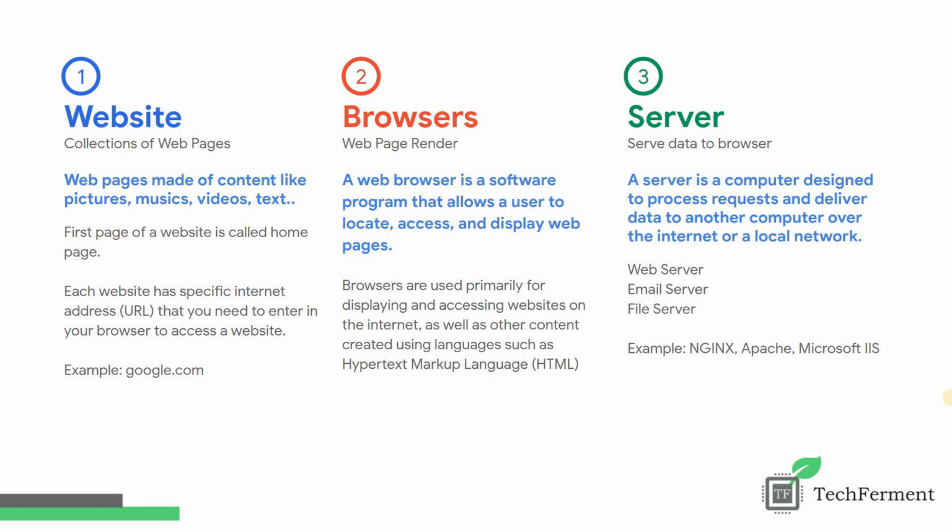A server is basically a system or a computer designed to process requests and deliver data to another computer over the network, or maybe a local area network. It is a system where you put your web pages, so I can access them over the network from that system. In the market we have web servers, email servers, and file servers. A web server is used for serving web pages over the network.